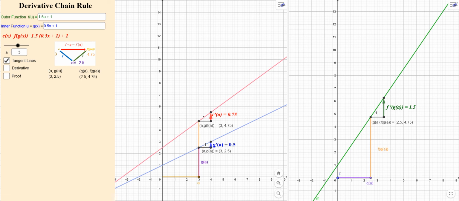Okay. So we're going to go on and take this app and look at some things where they're not linear functions, but I think we'll start that on the next video. Come back for that.